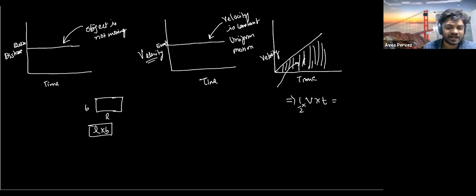Whatever the numerical value is, it might be half into v into t, or if it is a square form like this one, it may be v into t only. So depending on the case and the graph, multiply half into velocity into time. You will take this one as velocity and this as the time. So when you are multiplying velocity into time, what will you get? You will get the displacement.